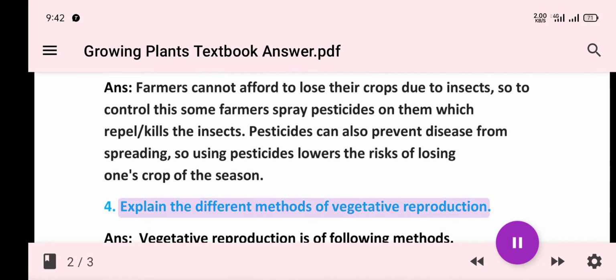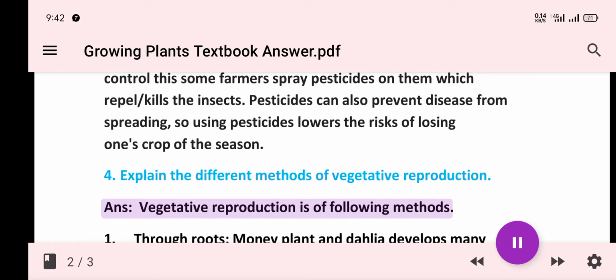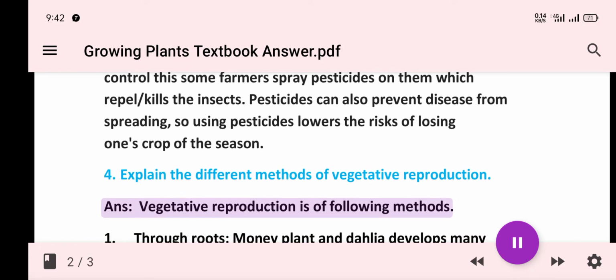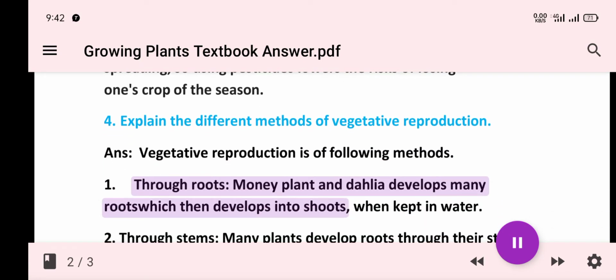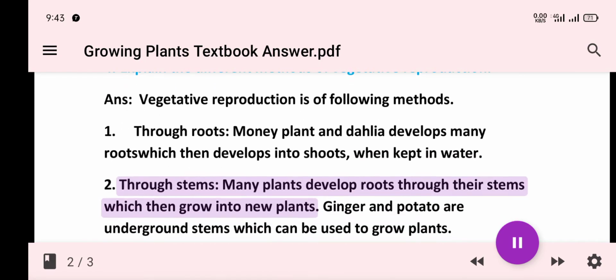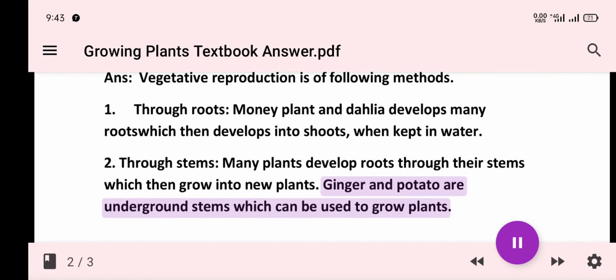4. Explain the different methods of vegetative reproduction. Ans. Vegetative reproduction is of the following methods. 1. Through roots: money plant and dahlia develop many roots which then develop into shoots when kept in water. 2. Through stems: many plants develop roots through their stems which then grow into new plants. Ginger and potato are underground stems which can be used to grow plants.